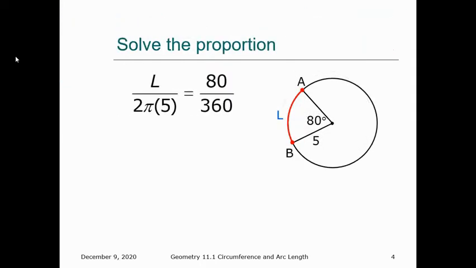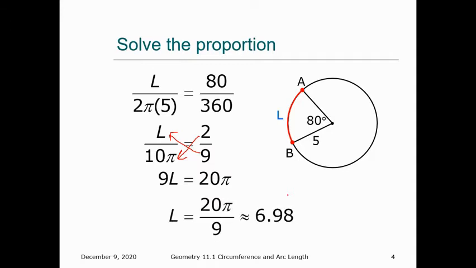So all we have to do is cross multiply. Well, we reduce first. So 80 over 360 is 2/9 and 2 times 5 is 10. Then all we have to do is cross multiply. 9 times L, and we get 2 times 10, which is 20 times pi. Then all you do is divide, and so your L is 6.98 for the arc length if your circle has a radius of 5.